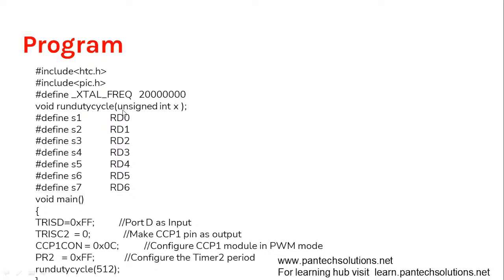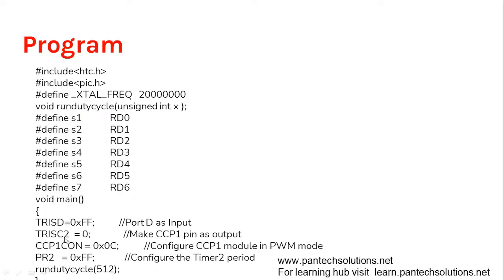And I just declare a run duty cycle. Then #define S1, S2, S3 and so on. I have declared seven switches, RD0, RD1, RD2, RD3, RD4, RD5, RD6, for speed control. In the main program, I configure TRISD as input to get the input from the DIP switch. Based on the DIP switch, I'm going to increase the duty cycle, and based on that duty cycle I control the speed of the motor. If the on time is more, the speed of the motor is going to be high. If the on time is less, the speed of the motor is going to be low.